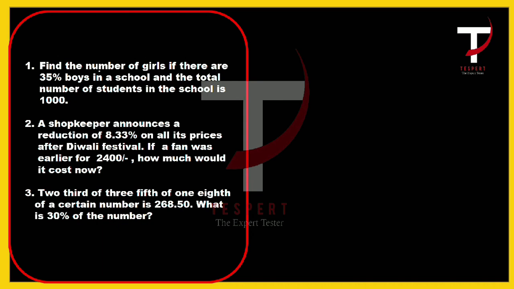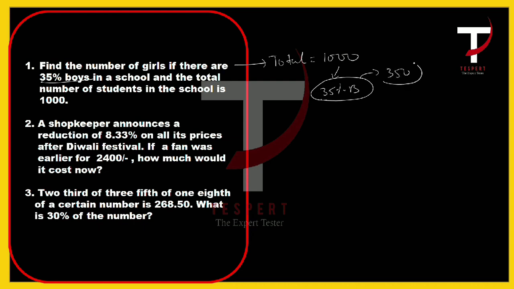So find the number of girls if there are 35% boys in a school and the total number of students in the school is 1000. So here what is given? Total students are 1000. Out of 1000, 35% are boys. So out of 1000, if 35% are boys, we can say how many are boys? We can directly say 350 boys.